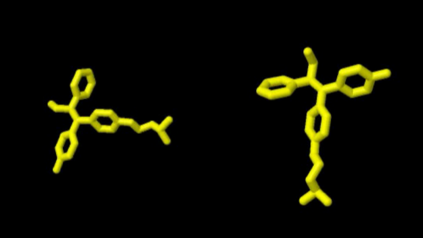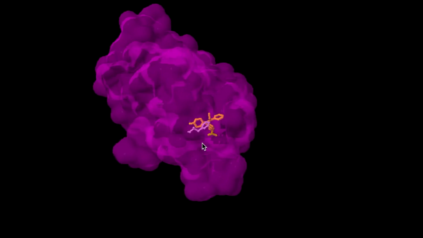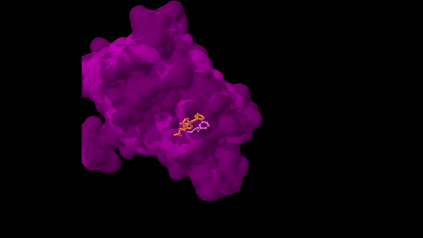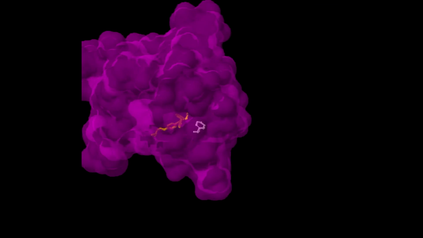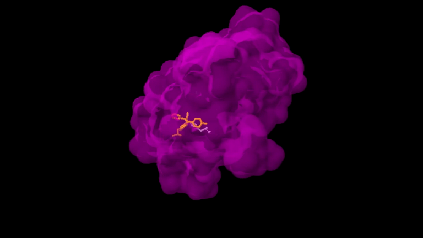Tamoxifen is a small drug that resembles the shape of estrogen. Tamoxifen binds tightly to the estrogen receptor, blocking estrogen from binding because it is slightly bigger. When estrogen is unable to bind, the dimer does not form. Therefore, there is no signal for the cancerous cell to continue to grow.